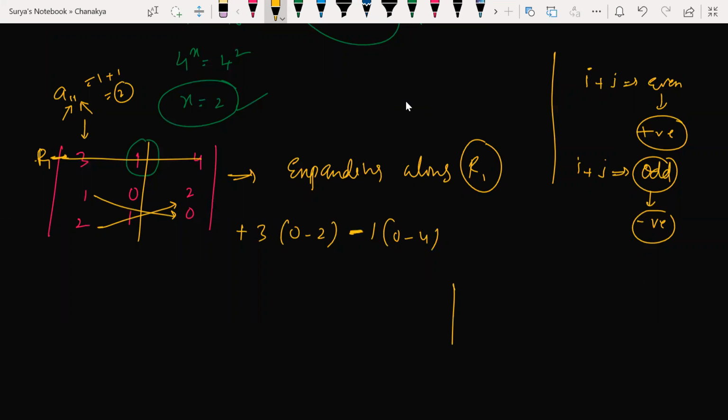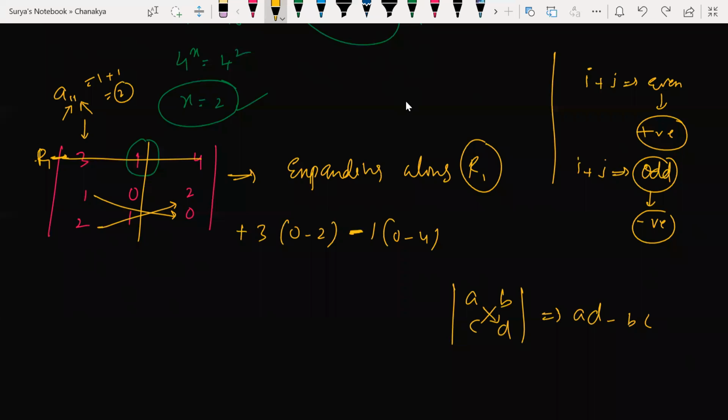Basically, the formula for finding the determinant of a 2 by 2 matrix is this. Look at it here: A into D minus BC, right? You are new to this lesson, that is why I'm teaching you again. So AD minus BC, that is what I'm doing here. This is A, this is B, this is C, this is D. So 1 into 0, which is 0, minus 2 into 2, which is 4, right?